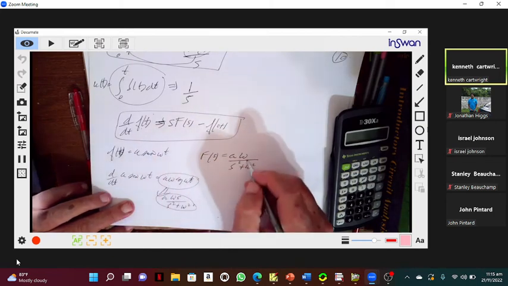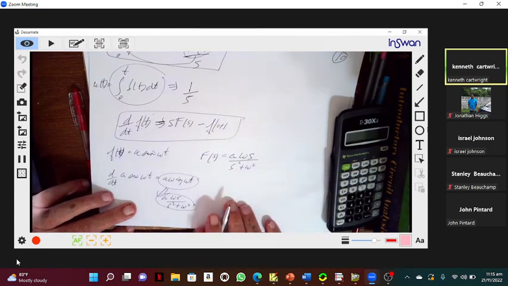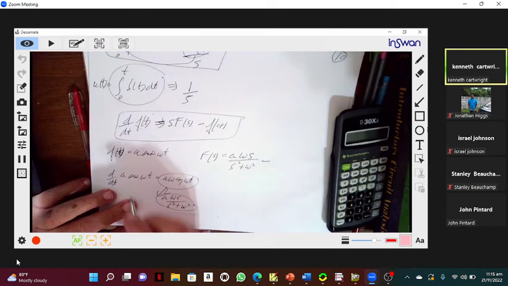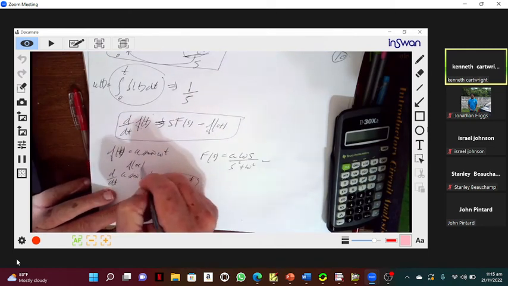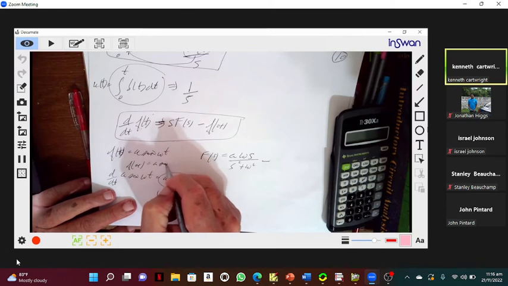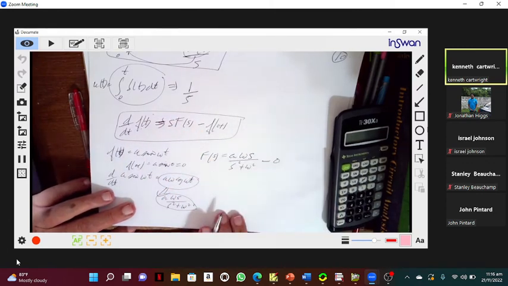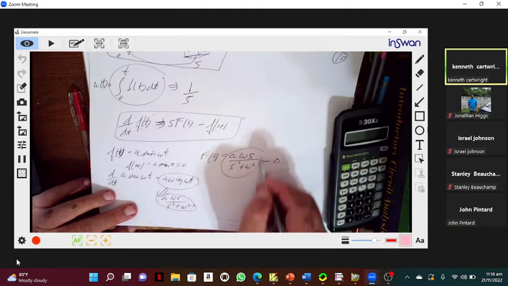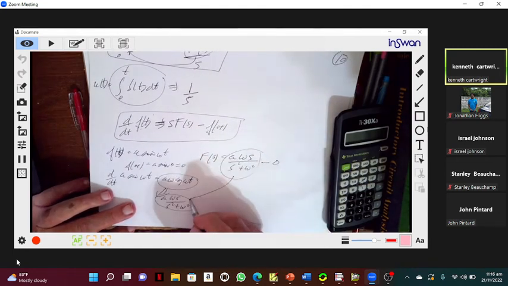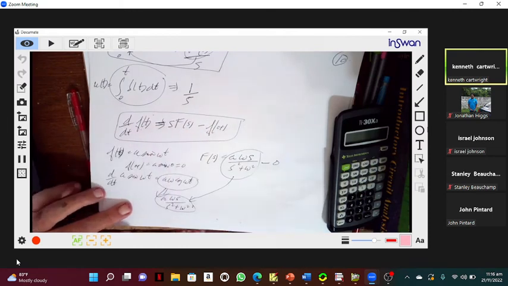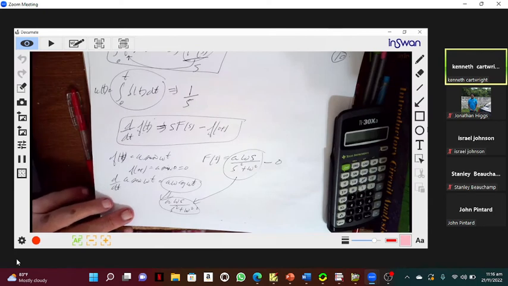And what does it say? We multiply by s, and then we subtract what? F of 0 plus. But F of 0 plus is A sine 0, which is 0. So we subtract 0. And don't you see that this is the same as that? So that proves this rule. Okay. Any questions about that?